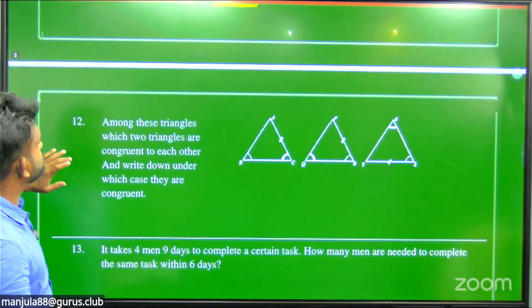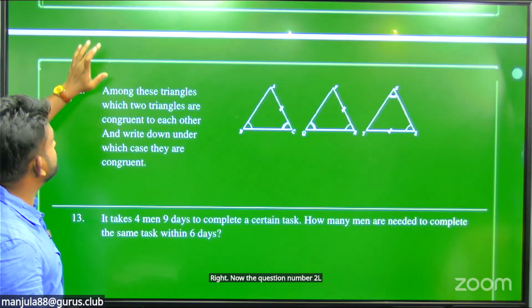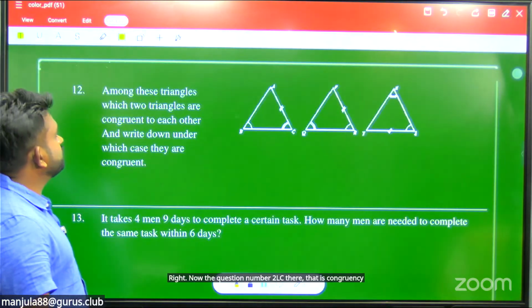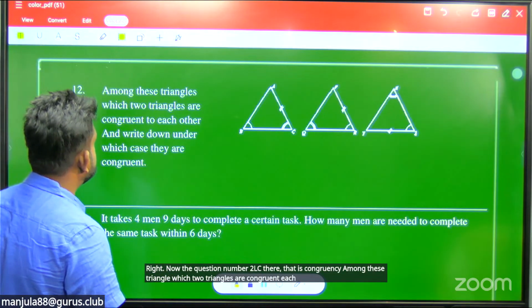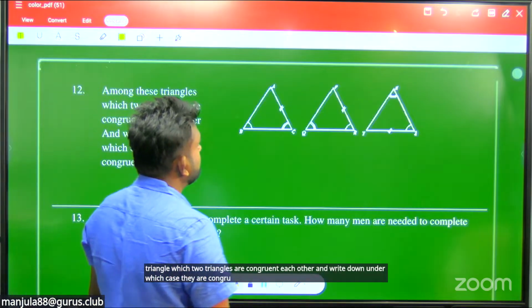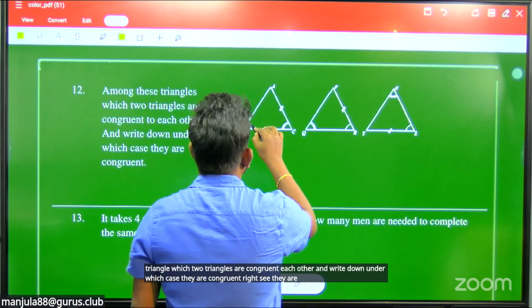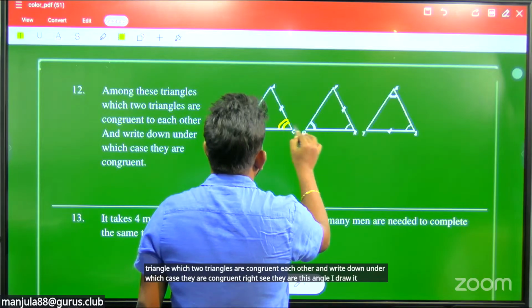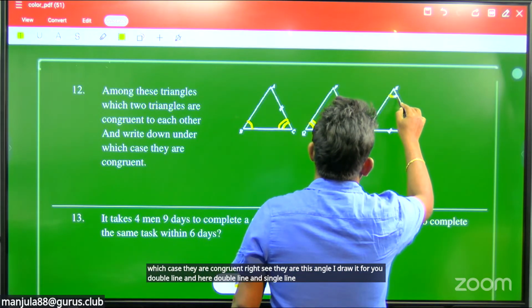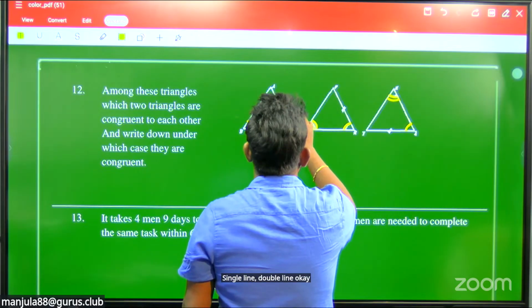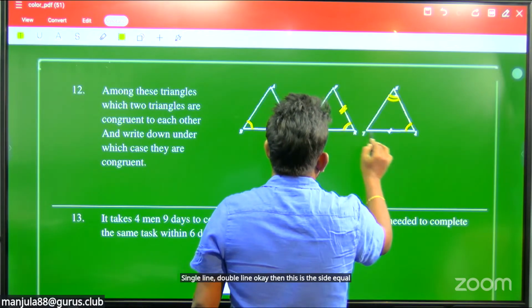Right. Now the question number 12, that is congruency. Among these triangles, which two triangles are congruent to each other, and write down under which case they are congruent. See there, this angle, I draw it for you, double line, and here double line and single line, double line. Then this is the side equal, right?